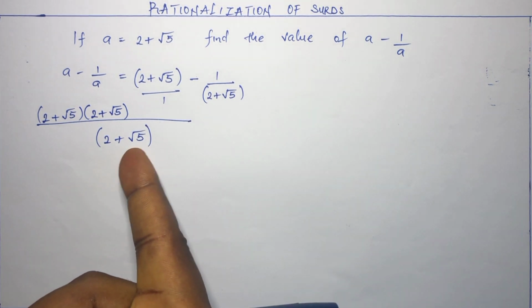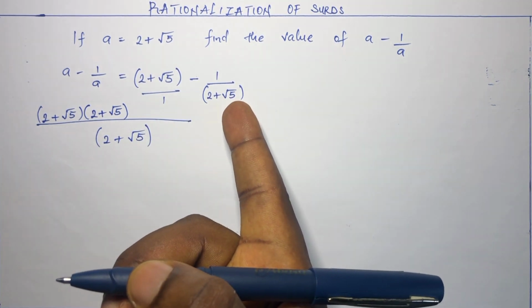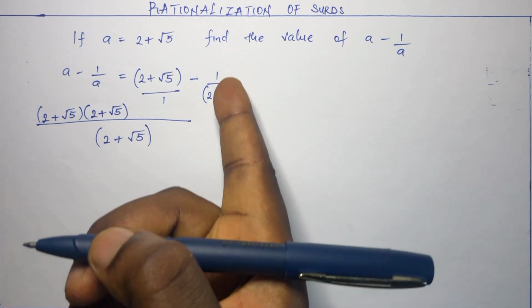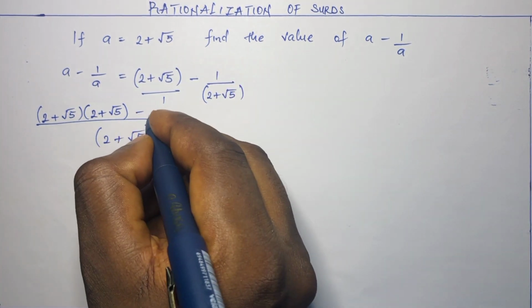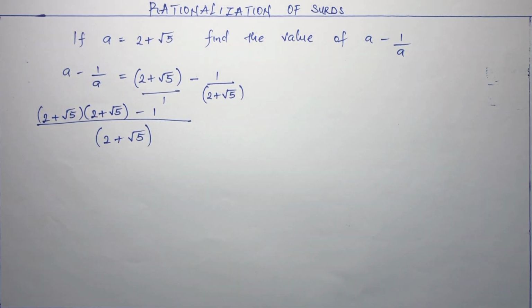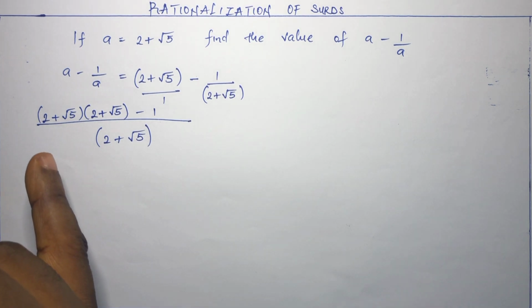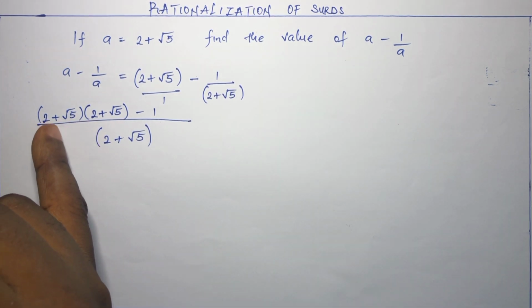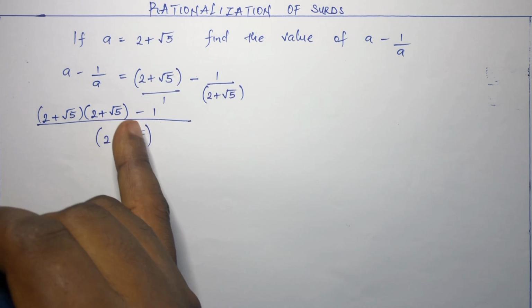And then 2 plus root 5 going into 2 plus root 5 in division, we'll have 1 times 1. So we're left with 1. Good. And now we are going to open the bracket. We are going to open this bracket, so we are going to multiply across.